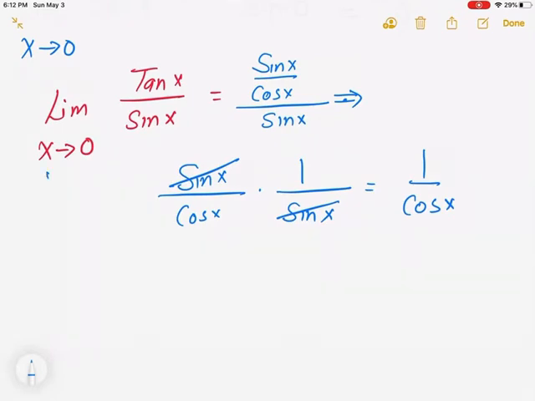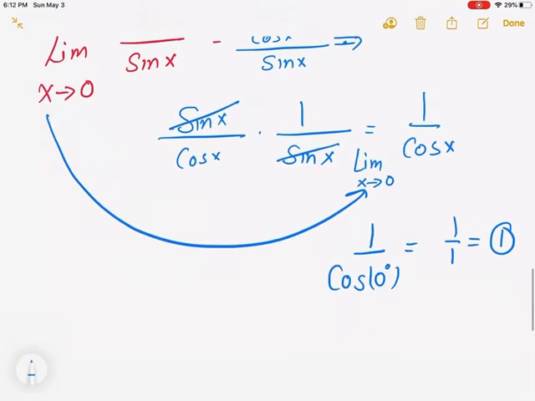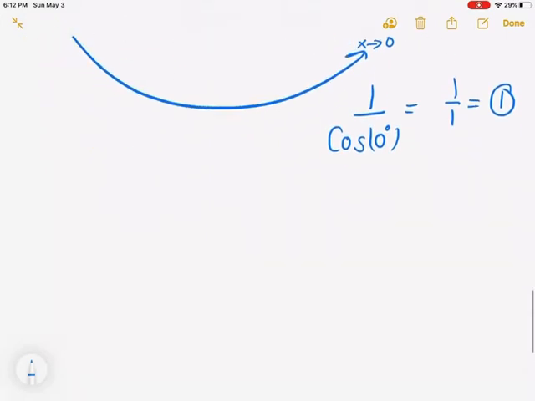Now let's apply the limit. So limit x approaches 0. If I plug in 0 for x, because this is now one of the patterns, the cosine of 0 degrees is equal to 1. So I would do 1 over 1, which is equal to 1. Here you go. Let me show you one more. Actually, I have a few more.